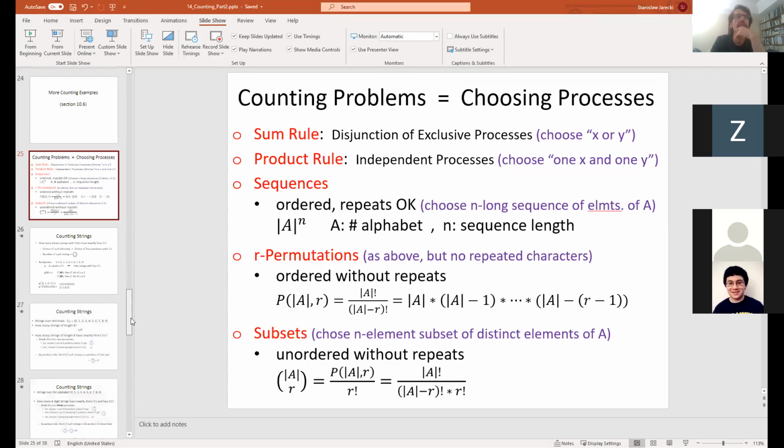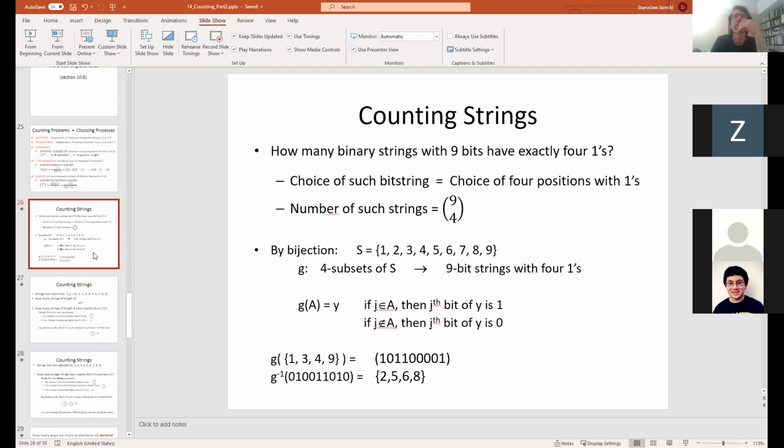Okay, let's use it with some examples, counting different types of strings. So how many binary strings, or how many 9-bit strings have exactly 4 ones?